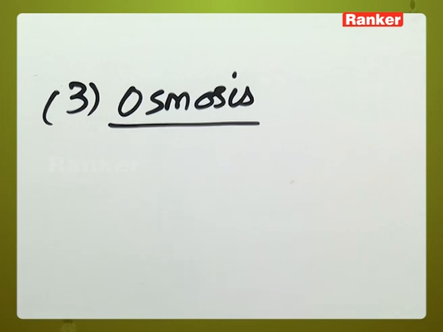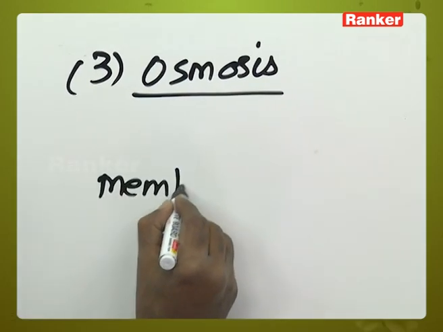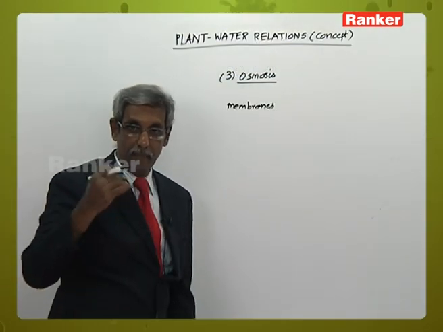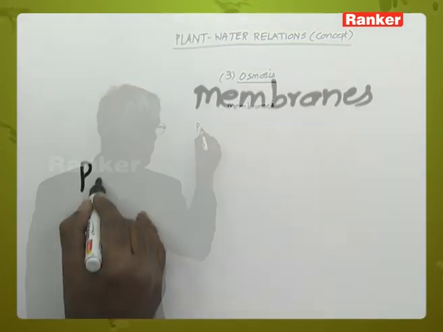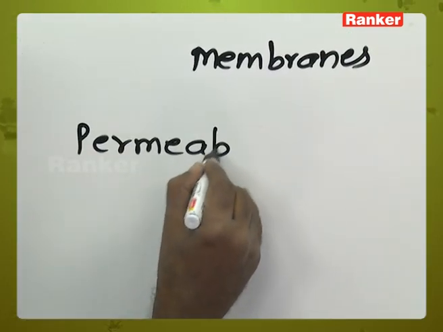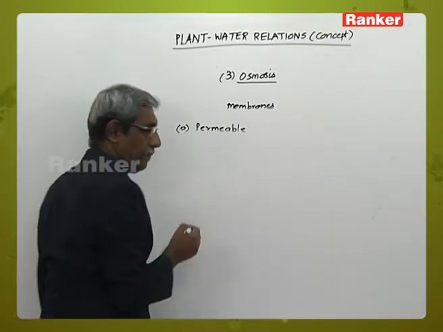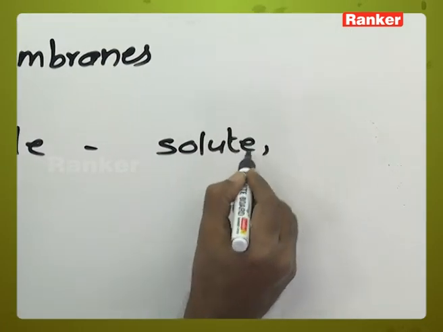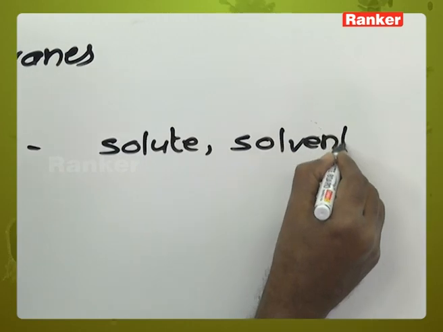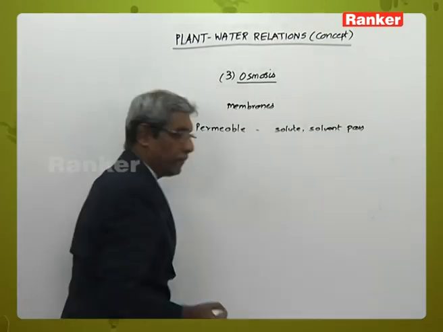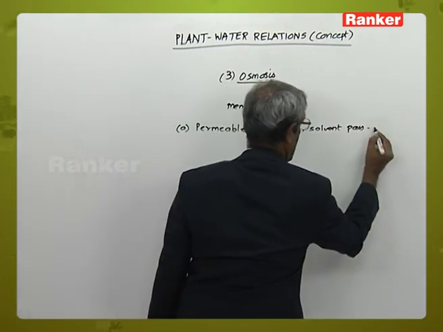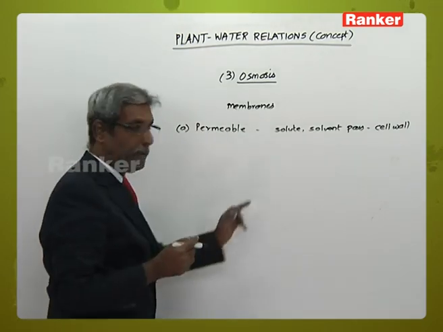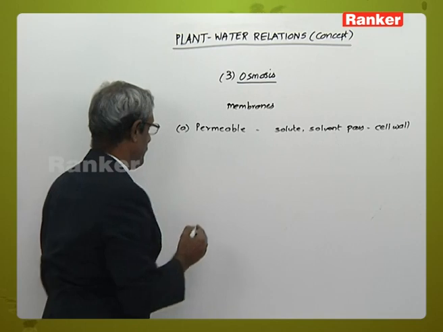we have the concept of membranes. Now membranes in biological cells can be of three different types. They could be permeable. A is they are permeable. So permeable means they allow solute and solvent to pass through them. A common example of a permeable membrane is a cell wall. Both the solute and the solvent can pass through a permeable membrane.